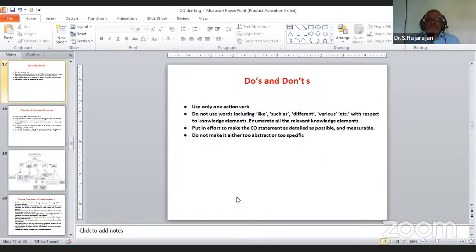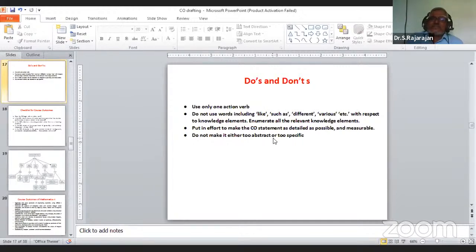This is what your 6 levels of knowledge, and the same thing is repeated. Do's and don'ts. While writing your COs, don't use words such as "different" or "various". Vague words should be avoided: many number of ways, different kinds of, various types of, such as, like. We need not use these, because if you use them, your COs will not be specific. So enumerate all the relevant knowledge elements one by one.